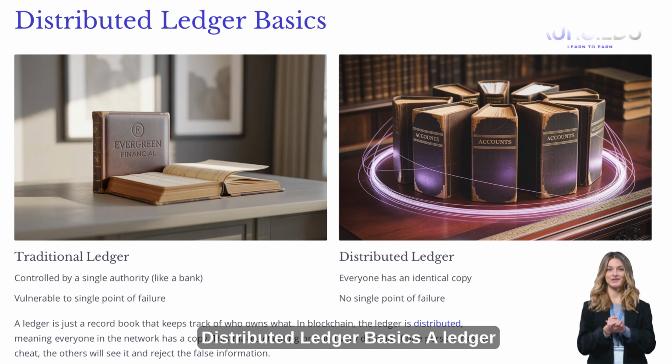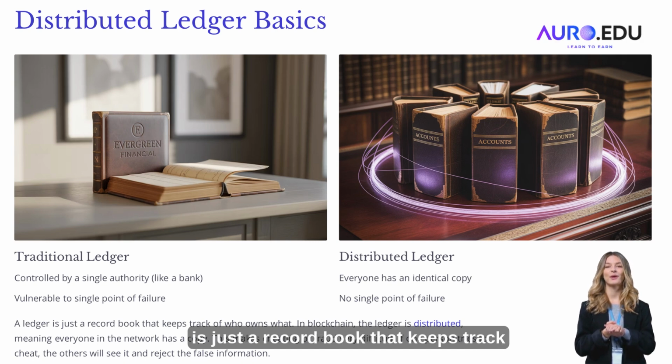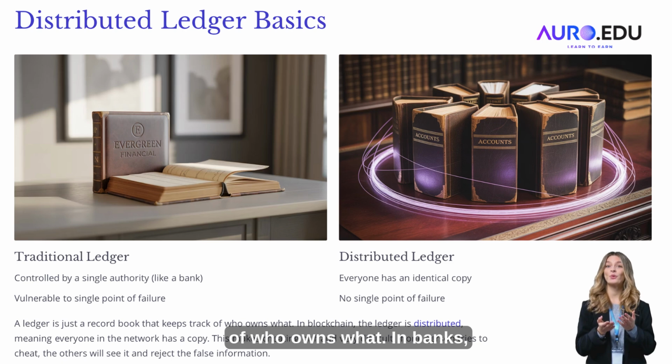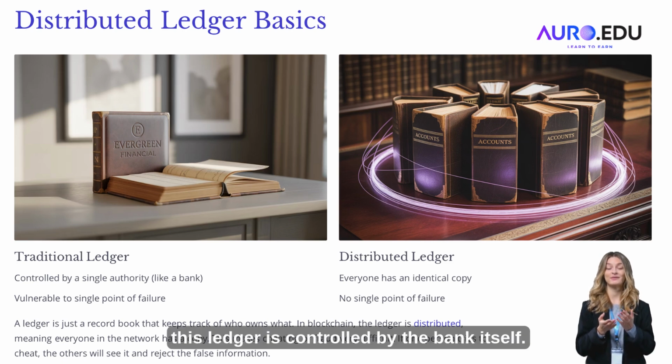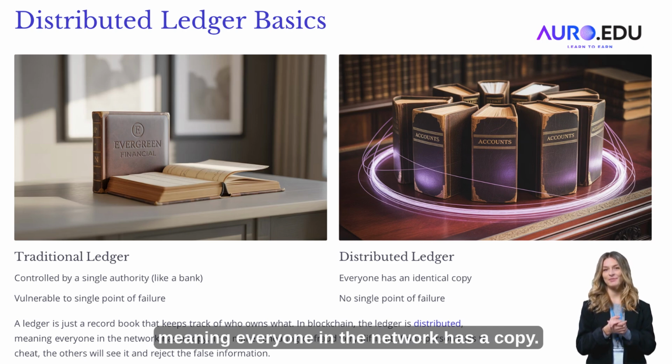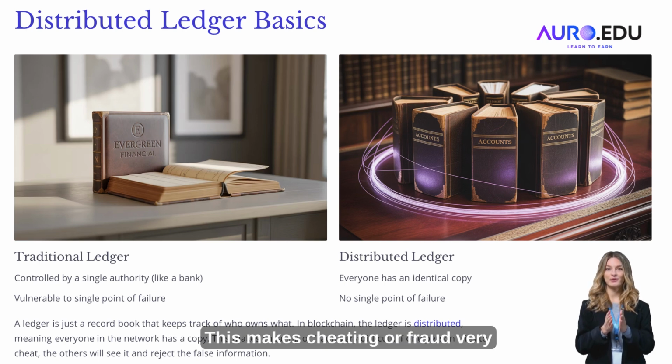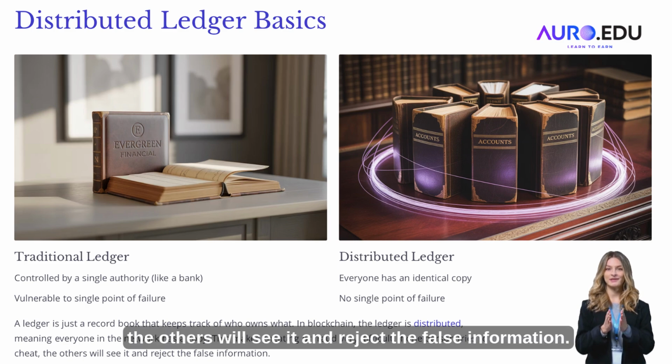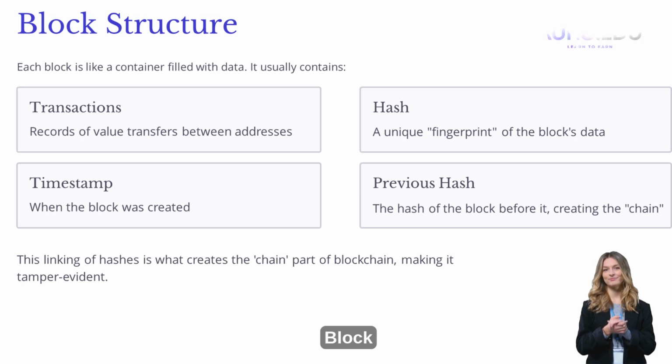Distributed ledger basics. A ledger is just a record book that keeps track of who owns what. In banks, this ledger is controlled by the bank itself. In blockchain, the ledger is distributed, meaning everyone in the network has a copy. This makes cheating or fraud very difficult. If one person tries to cheat, the others will see it and reject the false information.